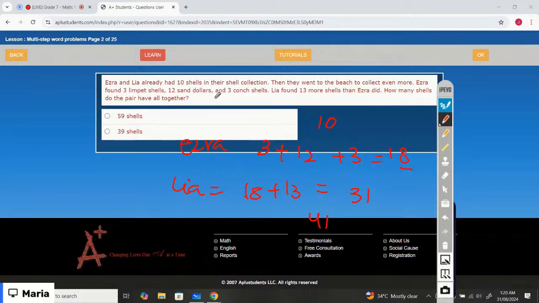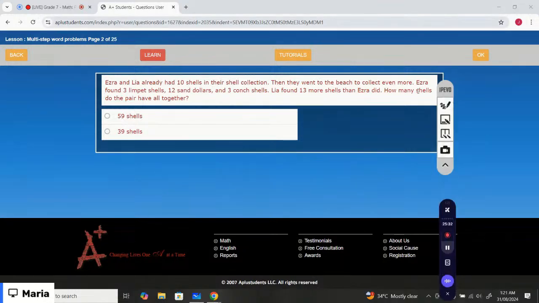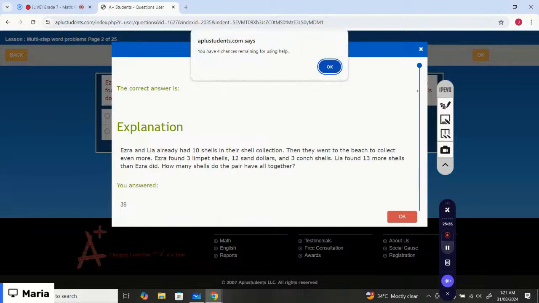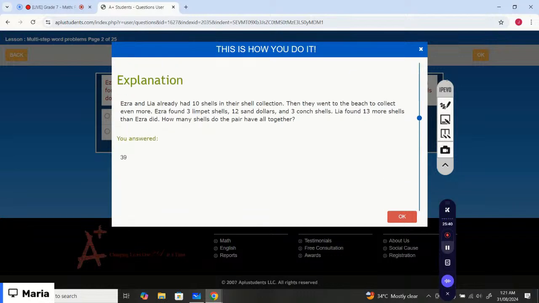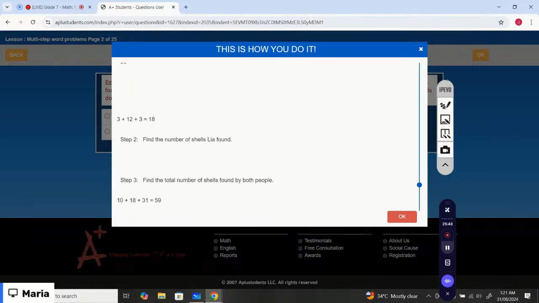How many shells do they have altogether? Why is the answer 59 or 31? Hmm? What's wrong with the question? 18, then 18 plus 13 is 31, and then 10, 41. The answer is 41, right? But what's wrong with the options? Hold on, let me just see. Okay, how is the answer 59?